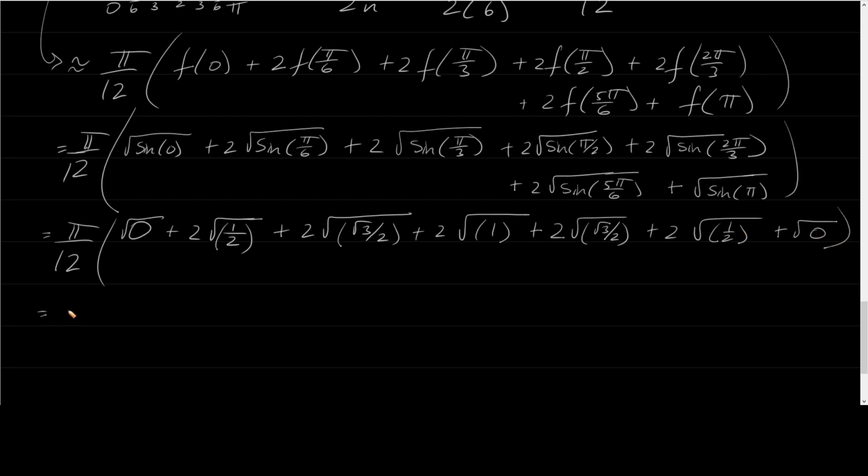So I get here now pi over 12 times, well, the zeros are going to go away. Let's see what we can combine here. I see that I have this 2 square root of 1/2 and 2 square root of 1/2. That's going to give me 4 square root of 1/2.